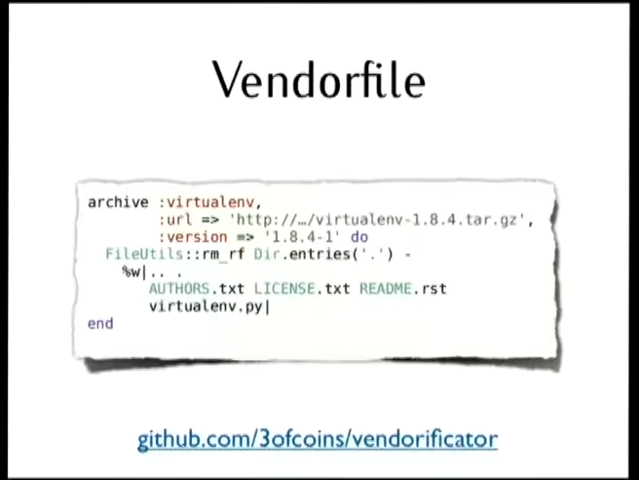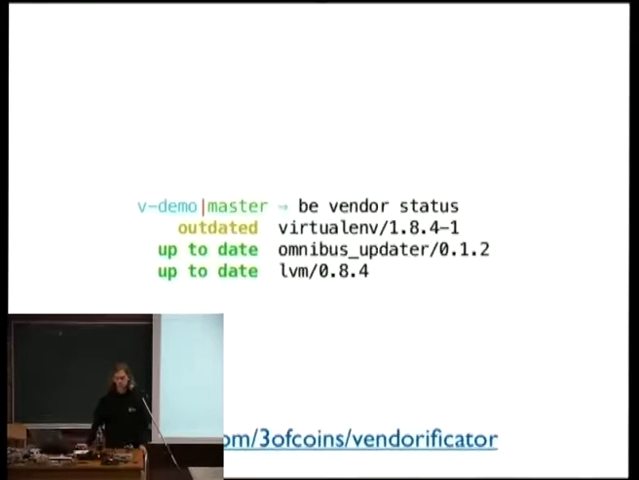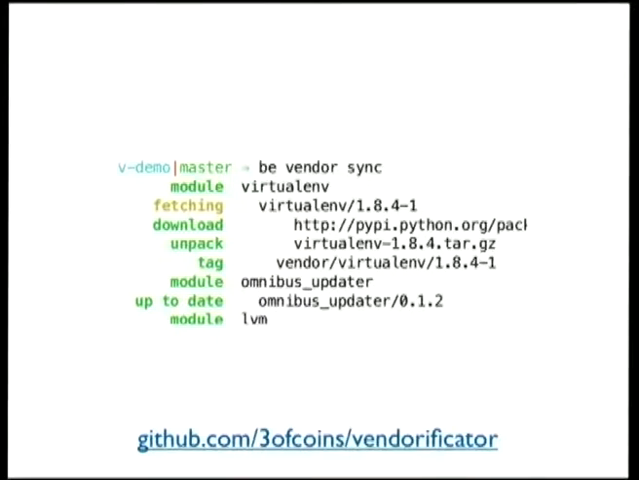I can always add a code block to edit whatever was downloaded. I also upgrade the version at -1 or whatever to let Vendorificator know that it has been changed. And in the status output, we can see this one is outdated. When we sync, the outdated module is downloaded.